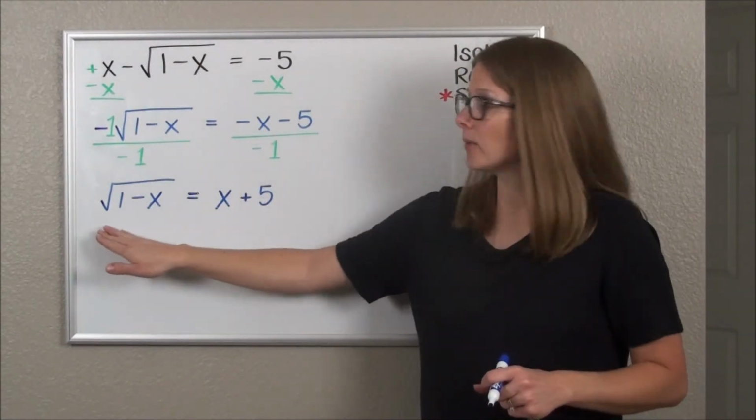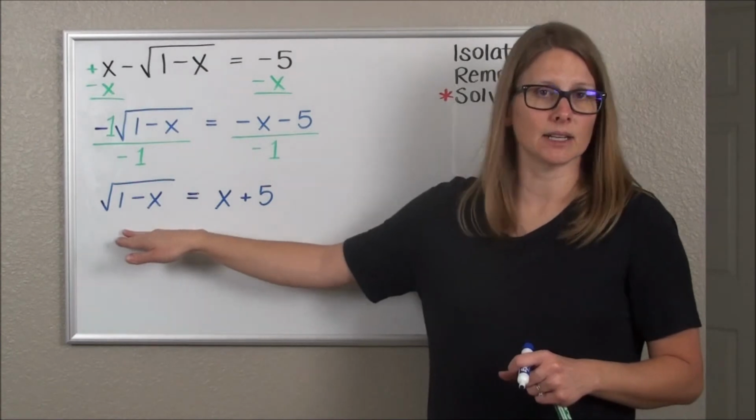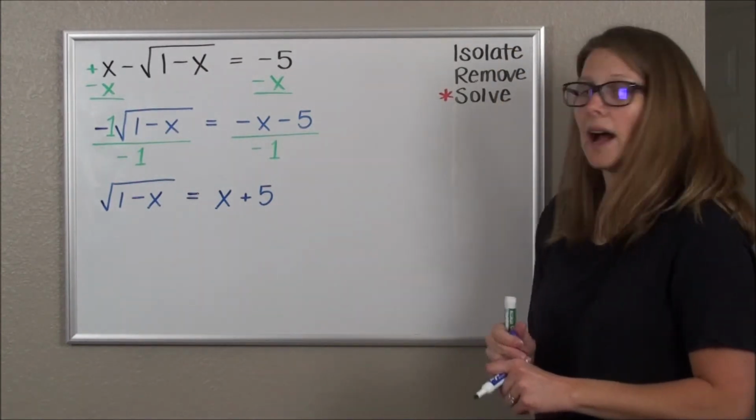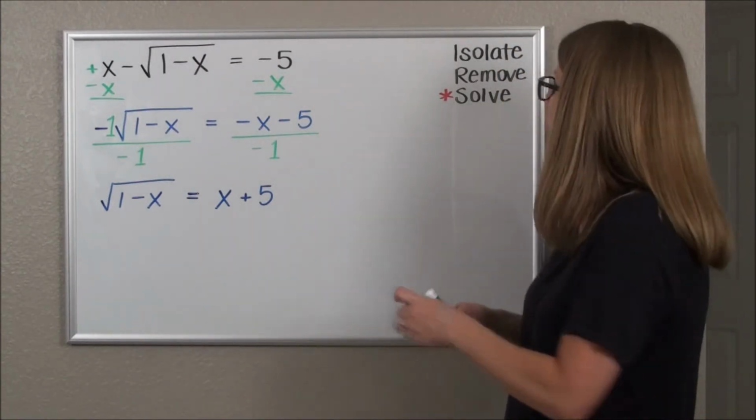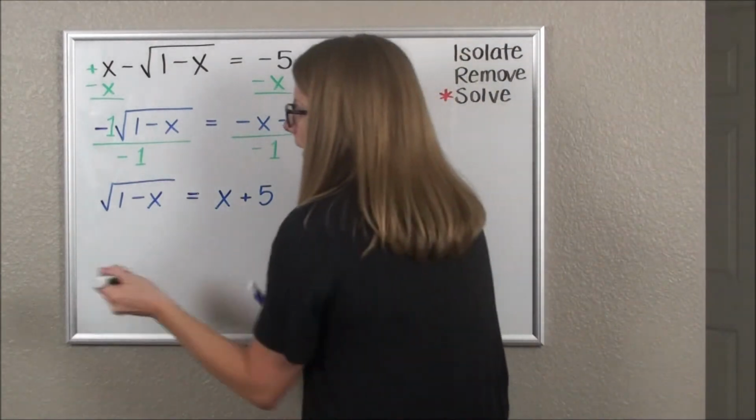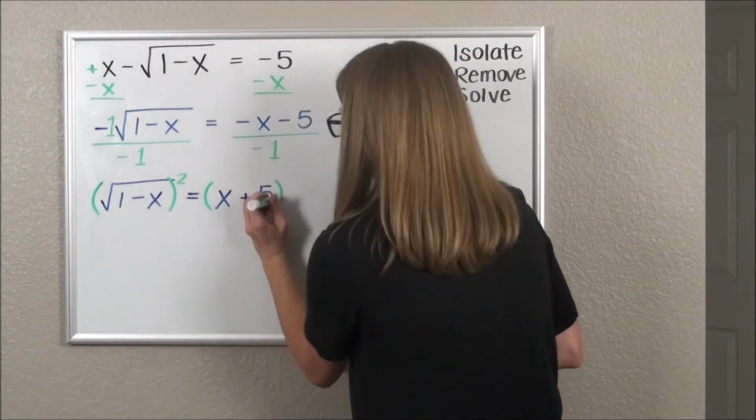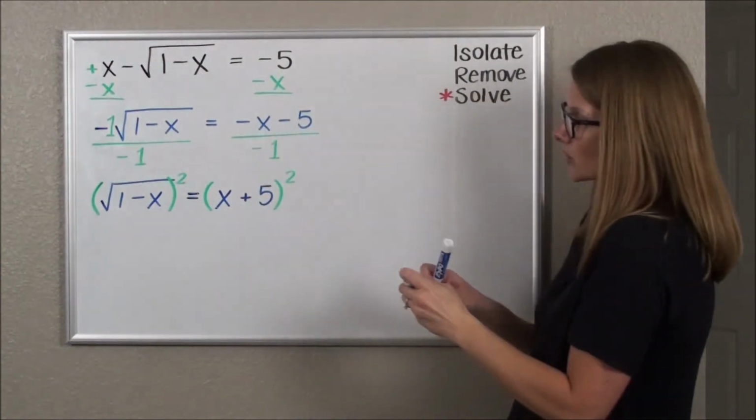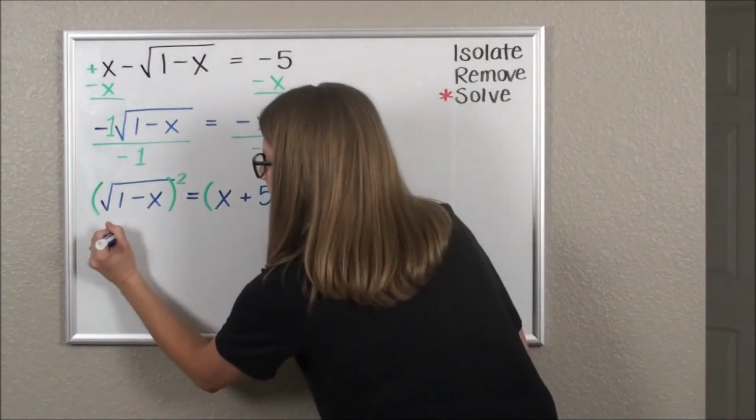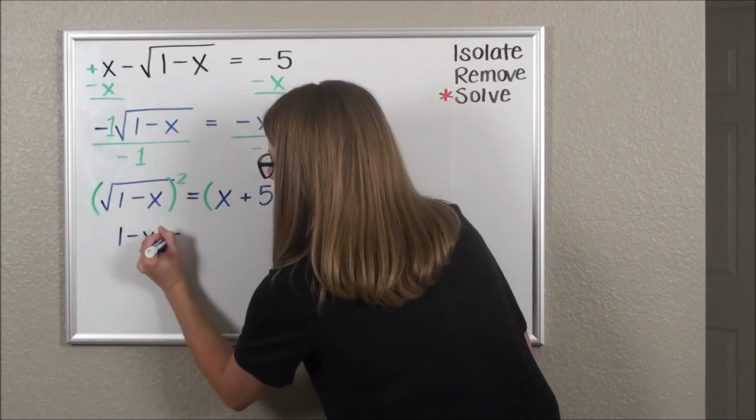And now again, that root is isolated, but it looks a little bit cleaner without all those negatives. So now that the root is by itself, we can remove it using the square. The opposite of a square root is a square function. So to square the square root makes that root disappear. I have 1 minus x.